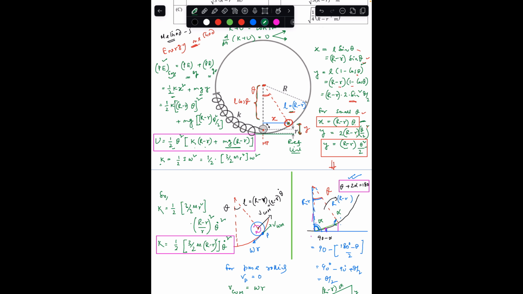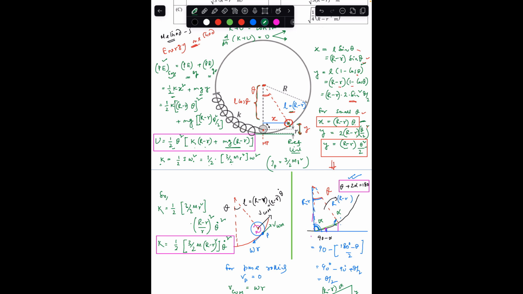Kinetic energy is equal to how much? Half I into omega square. Now be very careful over here. Half I is equal to how much? I am calculating about the point of contact. Over the point of contact, I_P will become 3 by 2 m r square.